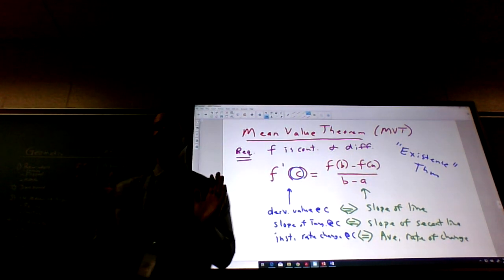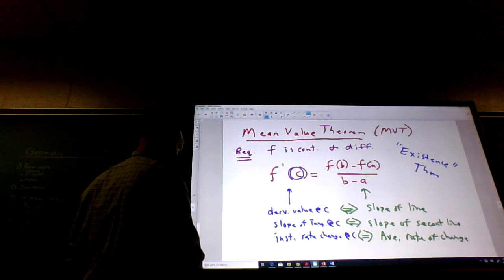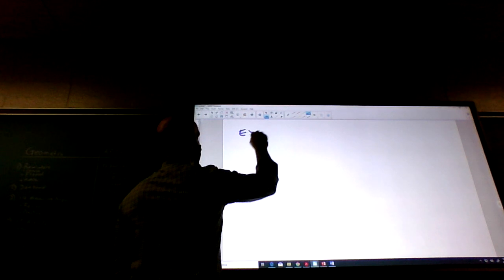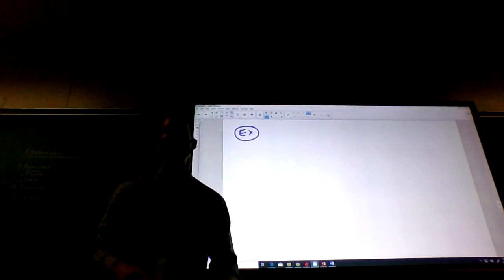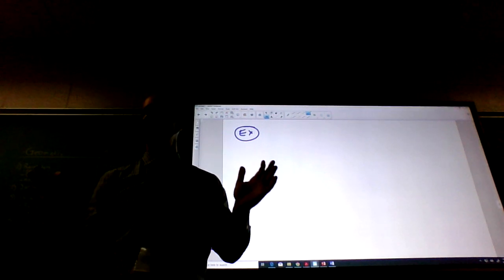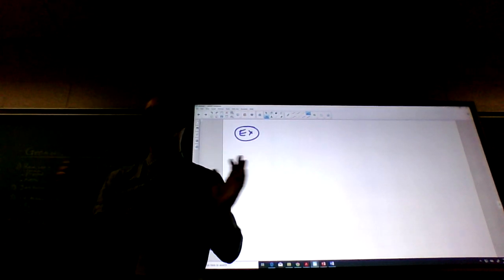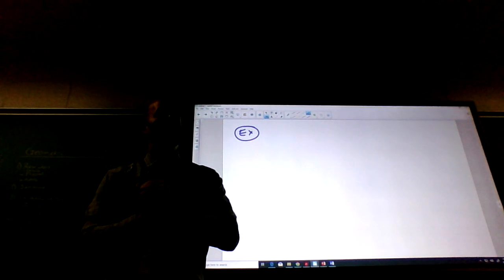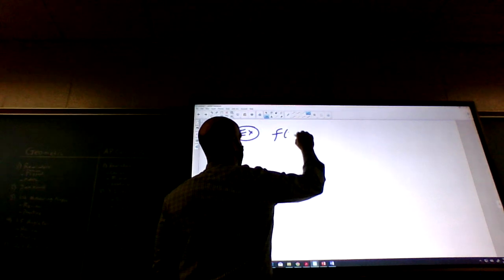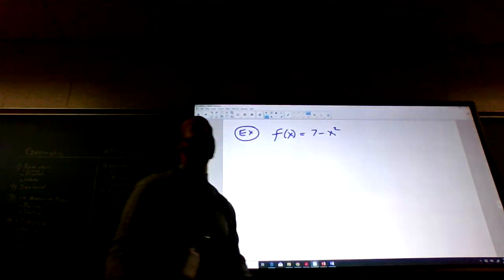Do we need to see an example of the mean value theorem? Yes. Okay. So we're going to do an example here real quick. Let's not make it too difficult. Let's pick a fairly easy but not linear example. Can we do a parabola of some sort? Can someone think of a fairly easy parabola that we might want to use? 7 minus x squared. Okay, fine. So f of x is 7 minus x squared.